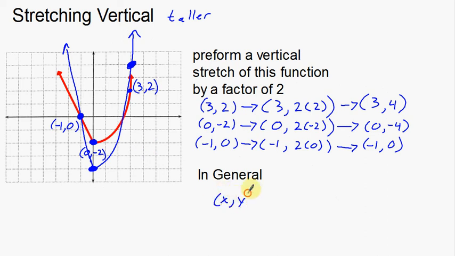So in general, what did we do? We took our x, y coordinate, and since we are stretching vertically, which is just up and down, we took, let's call it b, we used a last time, some factor b, and we multiplied it times the y-coordinate. So when we stretch vertically, we take the y-coordinate and multiply by that factor, whatever it might be. All right, that was two examples of stretching horizontally and stretching vertically.